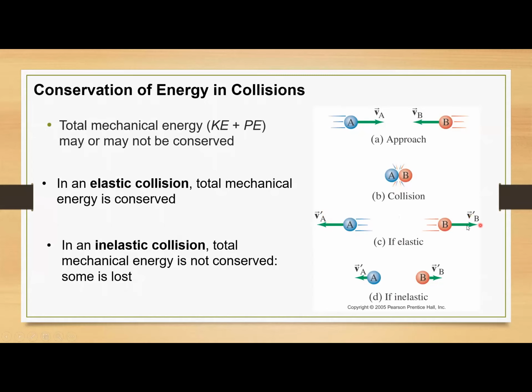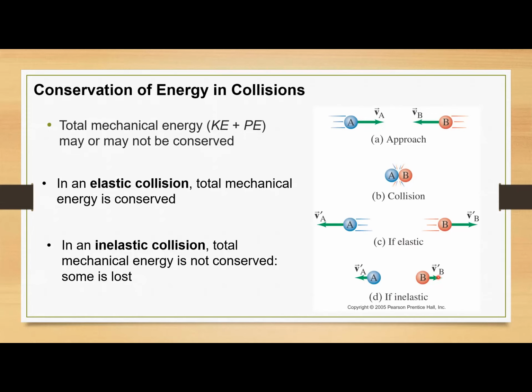Now look at the length of these green arrows relative to before the collision, because the masses are not changing, and you'll see that it's the same. Because this is an elastic collision, and the total mechanical energy is conserved. If we look at this next picture, which shows an inelastic collision, you can see that now the green arrows are shorter, or they have changed from before the collision, which tells us that in an inelastic collision, the mechanical energy is not conserved. So some energy is lost in that collision.